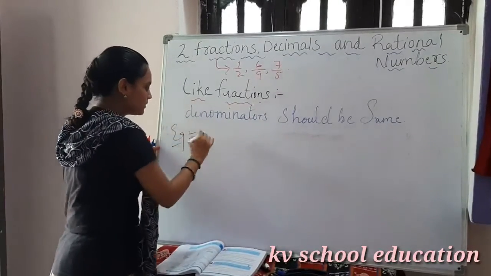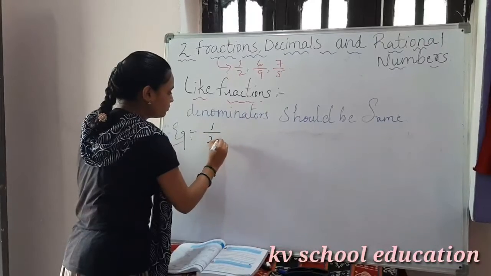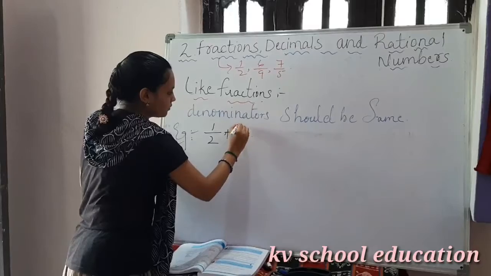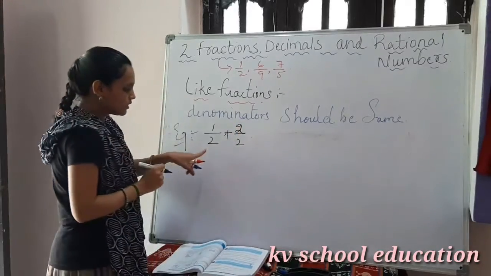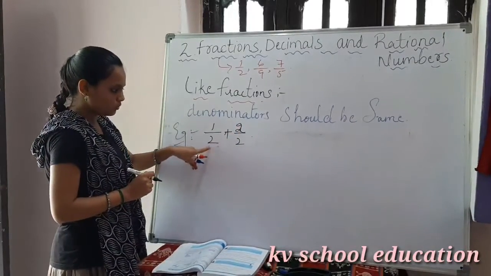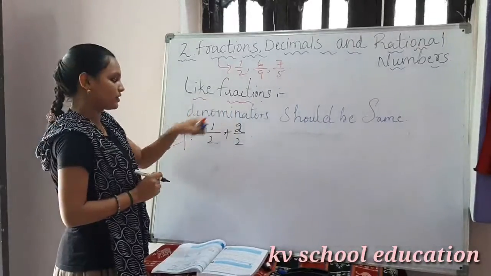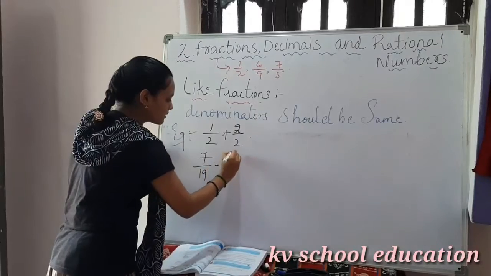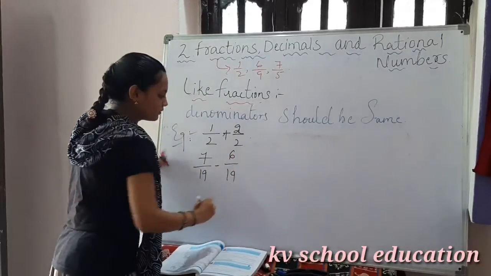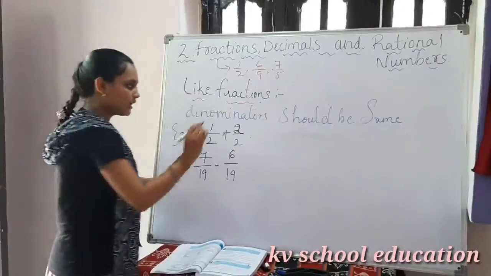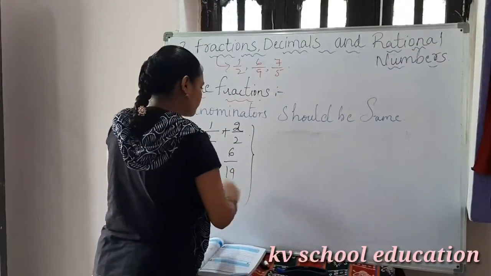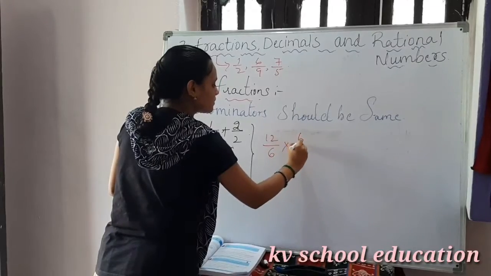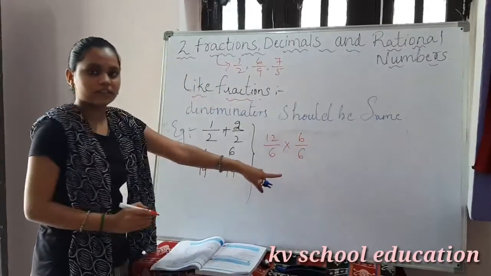For example, we will take an example: 1 by 2 plus 2 by 2. So here the denominators are 2, 2. So this is a like fraction. And one more we will take: 7 by 19 minus 6 by 19. This is also a like fraction. And one more we will take: 12 by 6 into 6 by 6. This is also a like fraction.